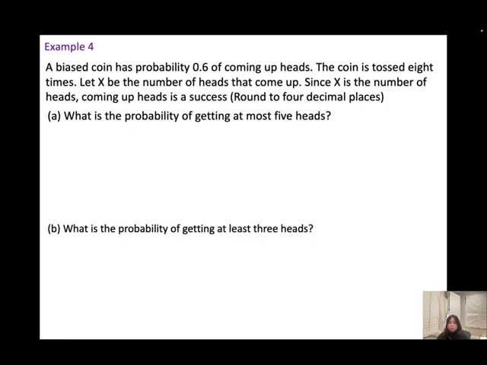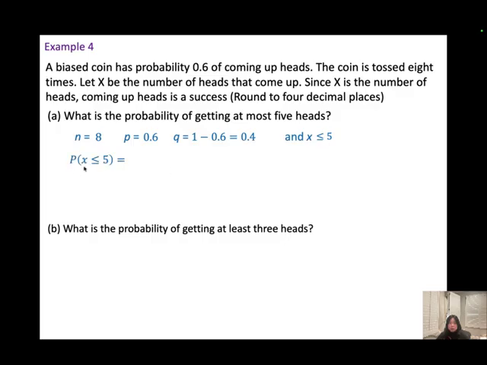So before that, let's write it down. What is your n, p, q, and the x? n will be equal to 8, right? Because we flip the coin 8 times. p, the probability of success, the biased coin coming up heads, is going to be 0.6. q is going to be 1 minus 0.6, that will be 0.4. And x, think about it. What is the meaning of at most 5 heads? That will be x less than or equal to 5.